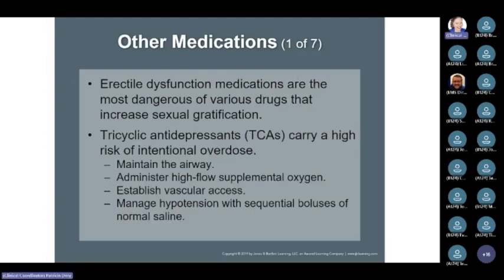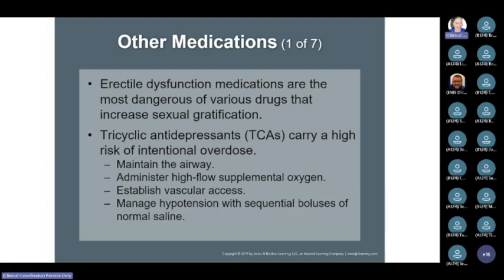Other medications, there's several of those. Okay, we have ED meds. They're the most dangerous because of the various drugs that increase sexual gratification. You're going to see Viagra, Cialis, Levitra. I think there's maybe one more out there right now. But what that causes is hypotension. So if you take a handful of ED meds, you're going to have somebody who can go into cardiac arrest. It's really not good.